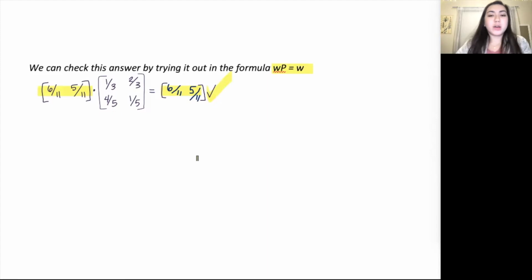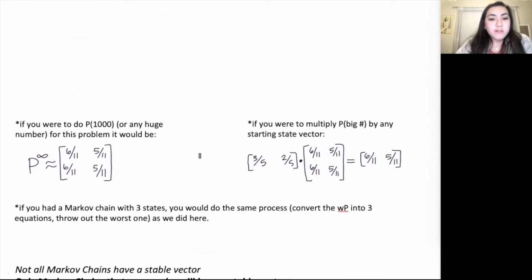Okay, a couple different caveats on these problems. First, we're going to look at this one. If you were to do the transition matrix for the 1,000 steps, so P raised to the 1,000th power, or any huge number, so you just did P raised to infinity to represent a big number, it would be approximately equal to your stable matrix over itself. This is saying that if you were to try and step forward 1,000 times and guess which state you're going to be at, it doesn't matter where you started. It doesn't matter if you started in row 1 or row 2. You're going to end up with the same probabilities of being in each state.